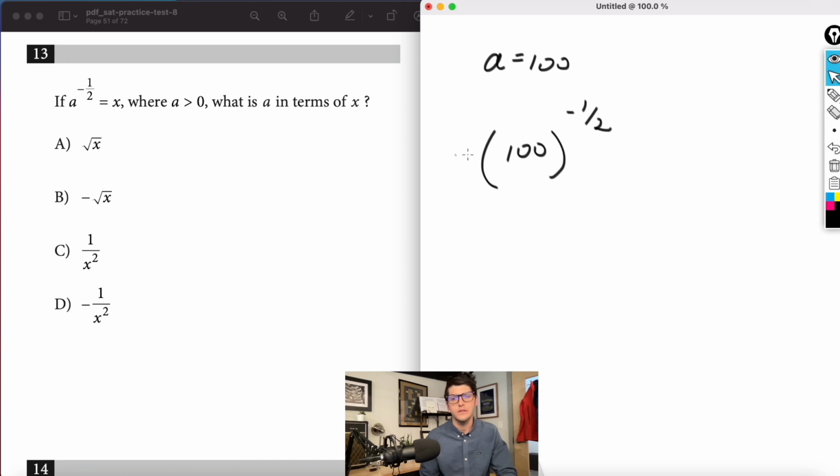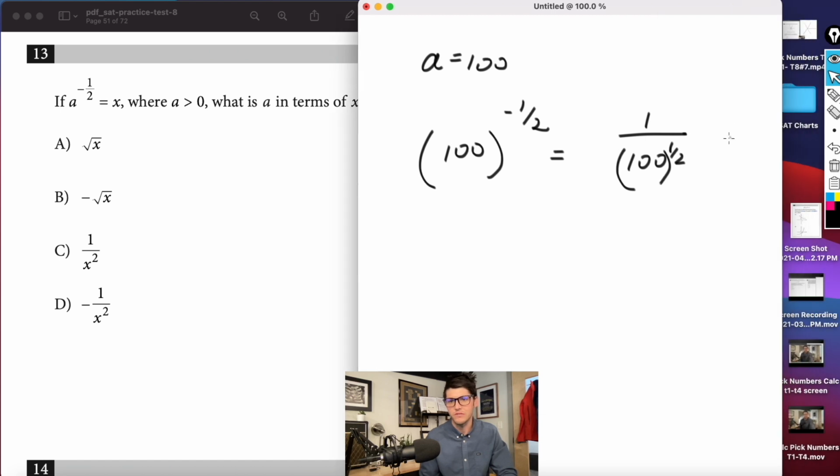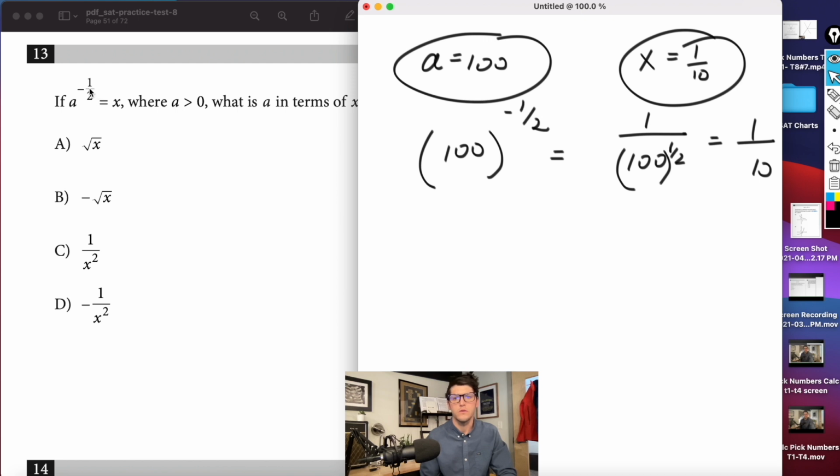That's the same thing as saying take the square root. So let's deal with these one at a time. So this is equal to, first of all, we'll say 1 over 100 to the 1/2. That's the negative sign. And then that's 1 over 10. So x should be 1/10. So there's our two values.